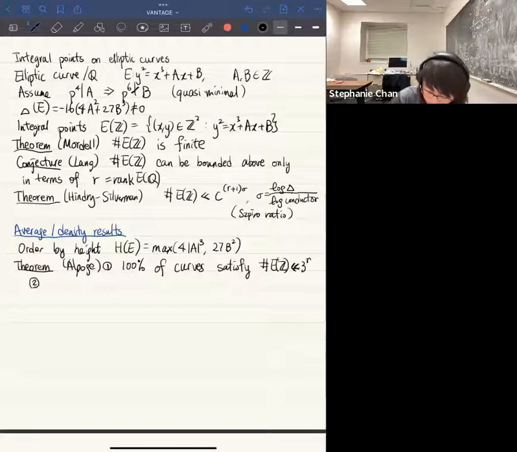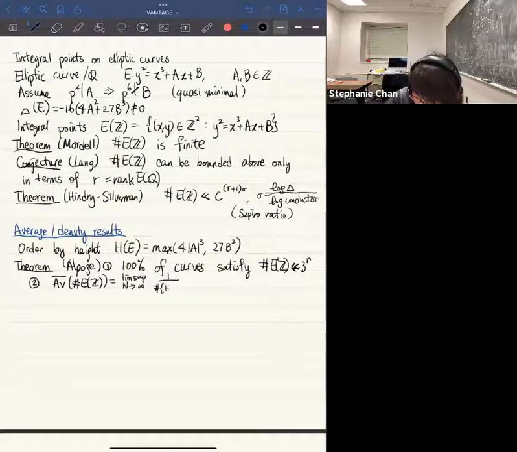The other part of the result that he proved is that the average of the number of integral points is actually bounded above by a constant. So maybe I should just define exactly what this average means. That's a limsup of, if we take the first n curves, all the elliptic curves with heights up to n, and then take the average of the number of integral points. And then taking n towards infinity, this limsup here is bounded above by some constant less than 66.